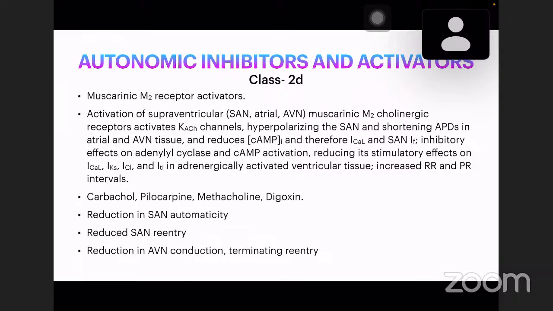The drugs that are included are digoxin, methacholine, pilocarpine, and carbachol. So these drugs decrease the SAN automaticity and also decrease the sinoatrial node re-entry. They also reduce the AV node conduction, thus terminating the re-entry, just like class 2A.